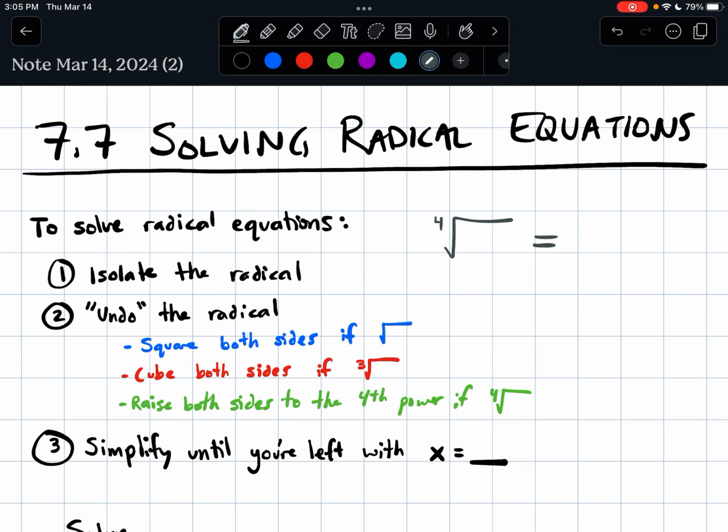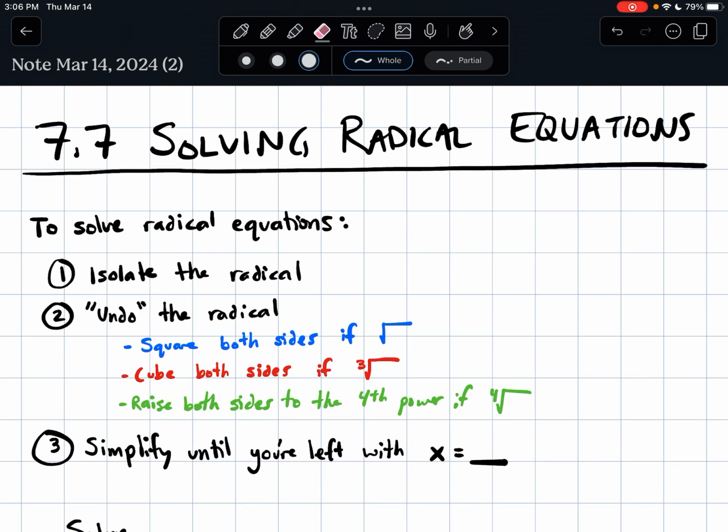And remember that when you're solving an equation, your final answer has to be x equals some number. So that's what we're working with here, equations that have radicals, and we're looking to solve them. In other words, we're looking to get x by itself and figure out what number x equals. So let's look over some of the steps here to solve these radical equations.